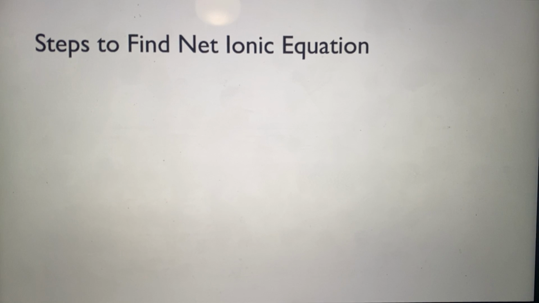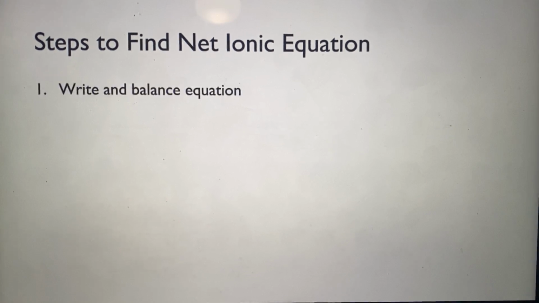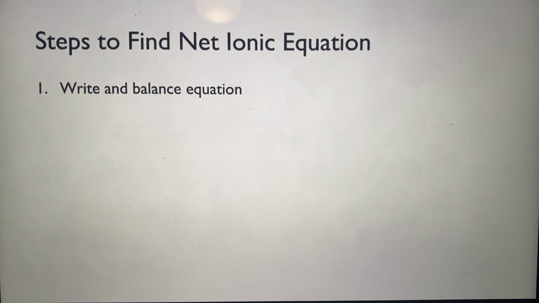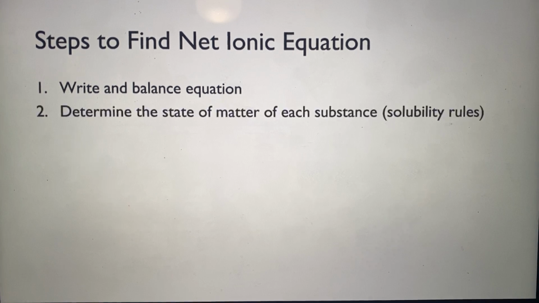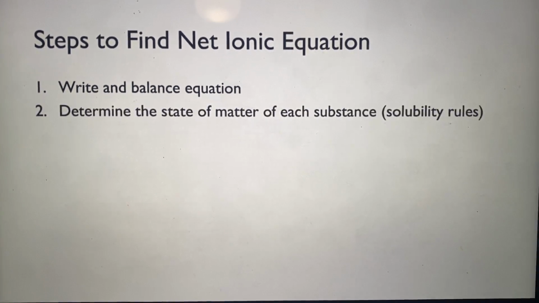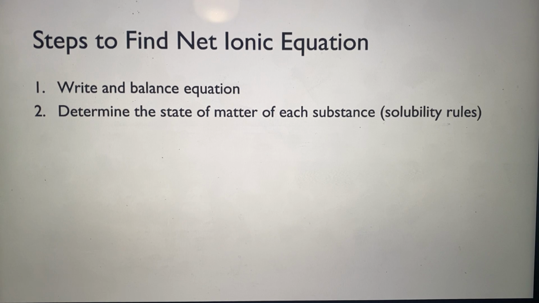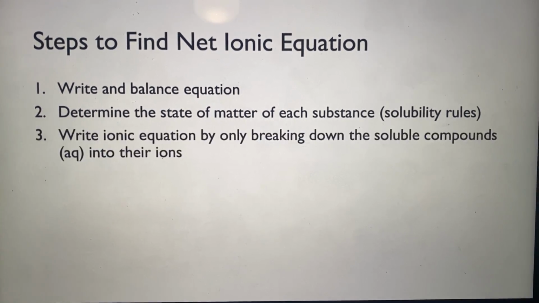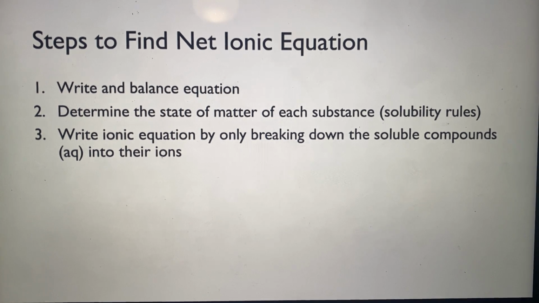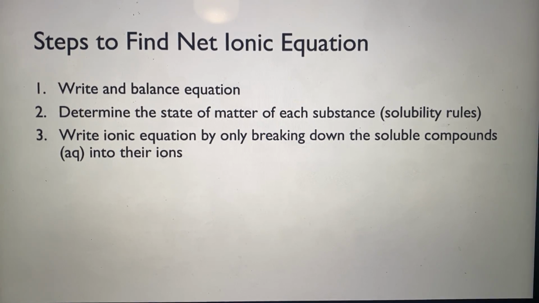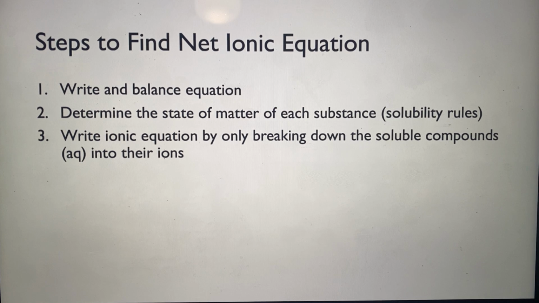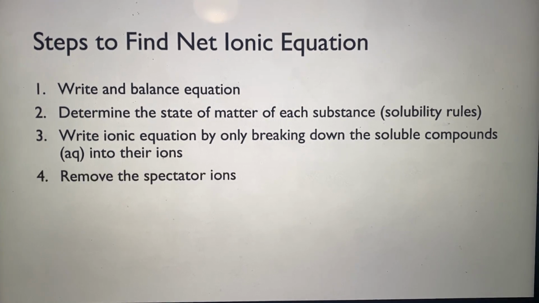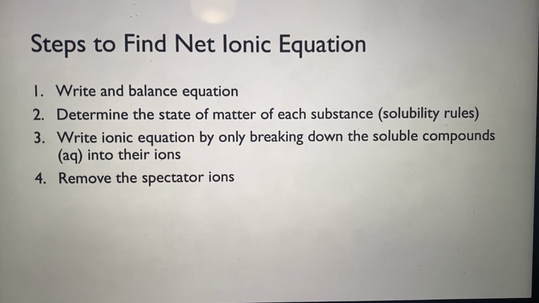Your steps to find the net ionic equation. So first you're going to write and balance your equation, which you should be able to do already. And then you're going to determine the states of matter of each substance by using your solubility rules, which again, you should be able to do already. After, you're going to write the ionic equation by only breaking down the soluble compounds into their ions, and those are your aqueous compounds. And then you're just going to remove the spectator ions.